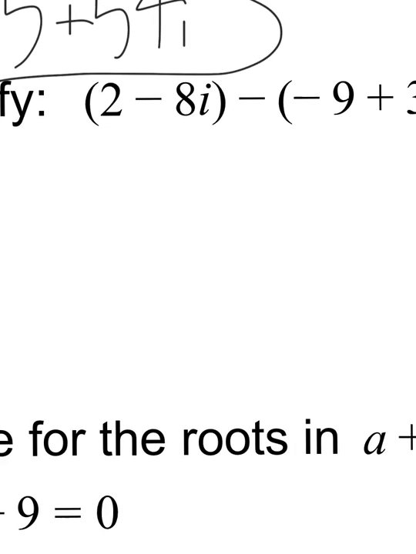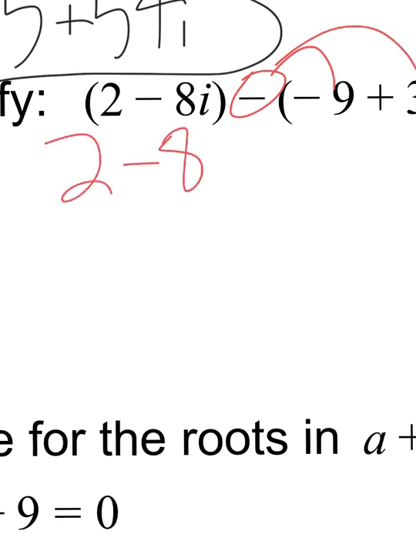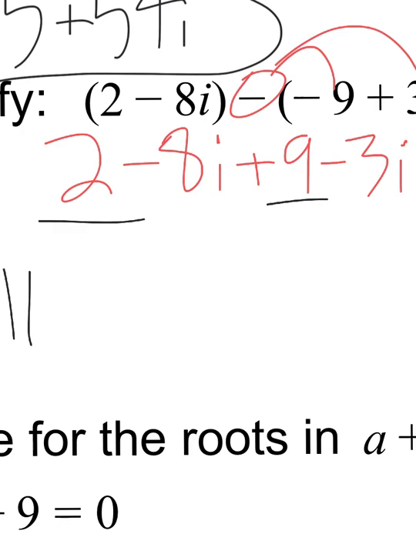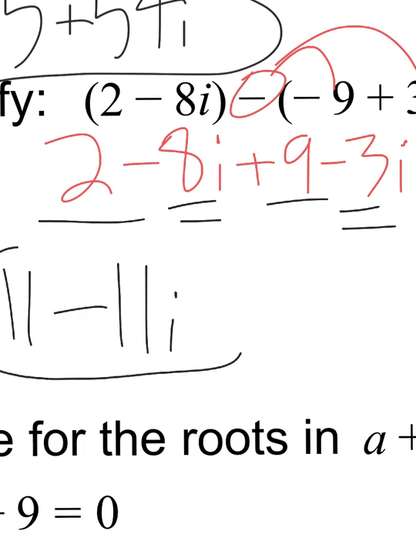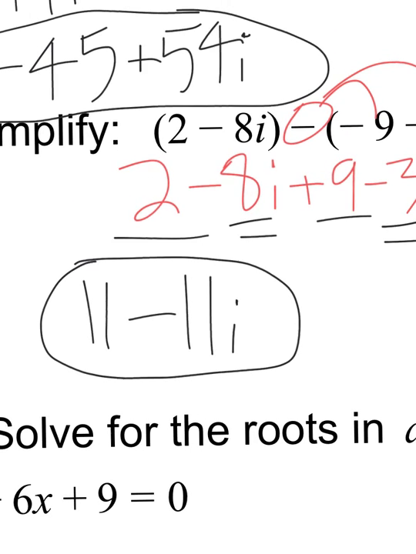Number 9, distribute the negative. So this is where parentheses do matter. So you have 2 minus 8i, and then two negatives make a positive, so plus 9, and then minus 3i. And then combine like terms. What's 2 plus 9? That's 11. What's negative 8i minus 3i? That's negative 11i. And it doesn't become i squared unless it's multiplying. So that's negative 11i. And so that's all there is to say about number 9.